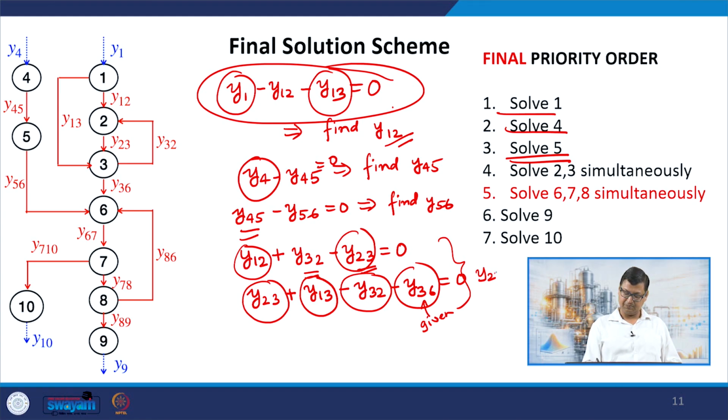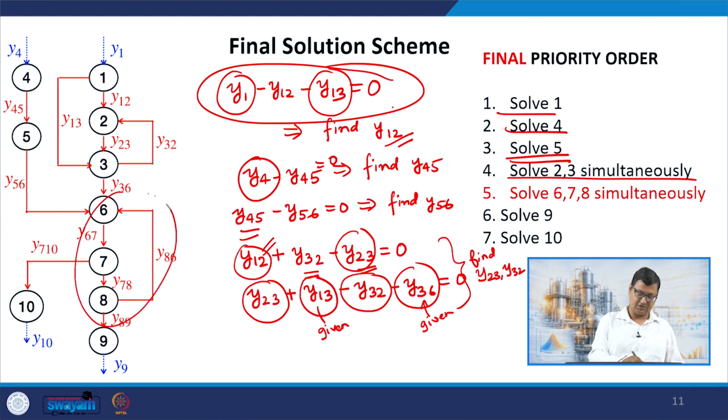So I will solve for y23 and y32. y13 is also given, and y12 we have already figured out. So I can solve for y23 and y32 provided y36 is done, and then I am left with the balance equation for 6, 7 and 8, and we have to solve them simultaneously. And then finally we go to the solution of 9 and 10.